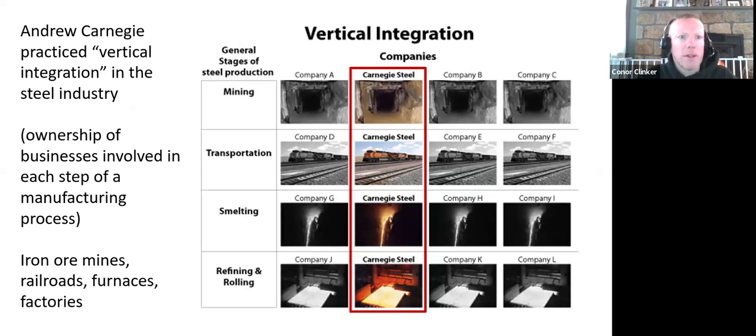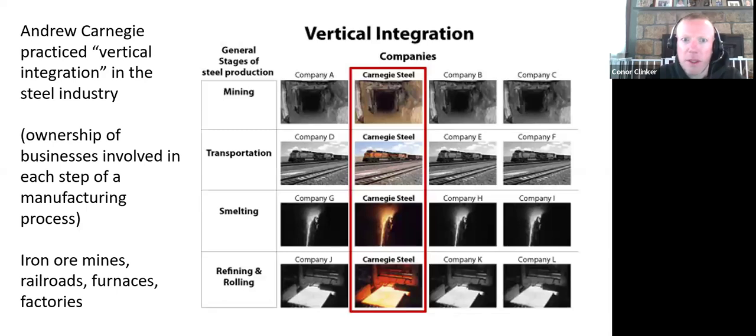In terms of business practices, Andrew Carnegie practiced something called vertical integration in the steel industry. Vertical integration, so top to bottom, that means every step in a process of making something is owned by one entity, by one business. So for example, steel, to get a finished piece of usable steel, it's a multi-step process. Mining, all right, you got to mine, you got to dig under the earth to find the rocks that have iron in them.